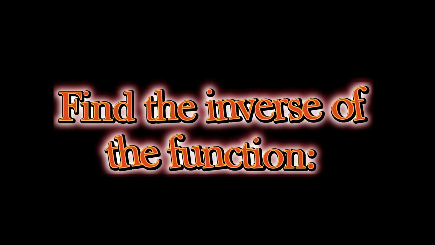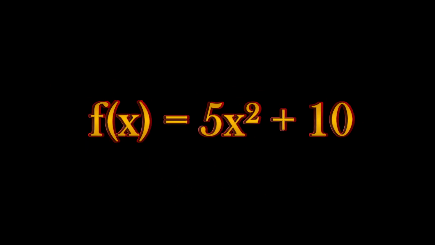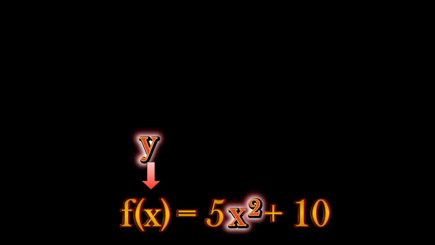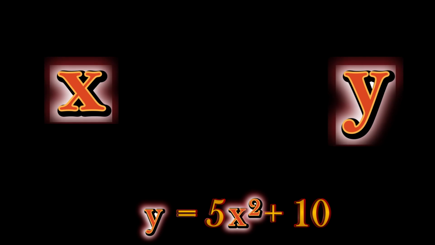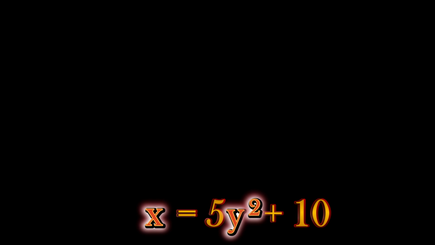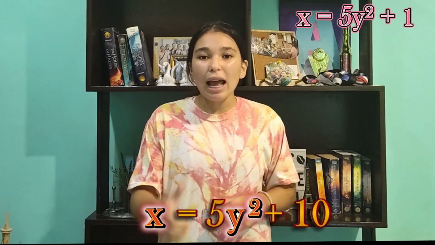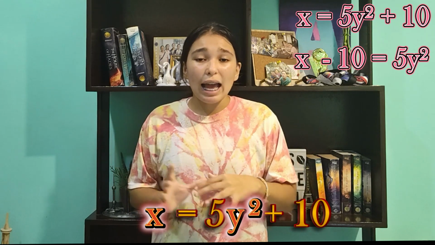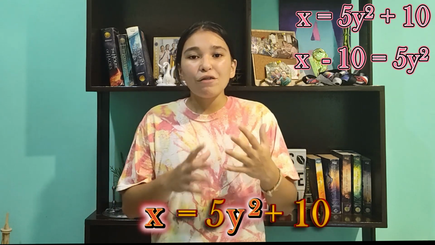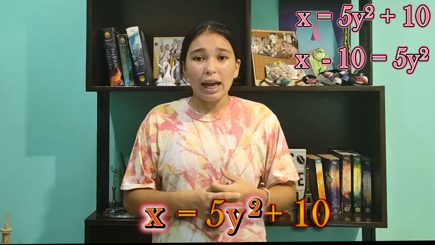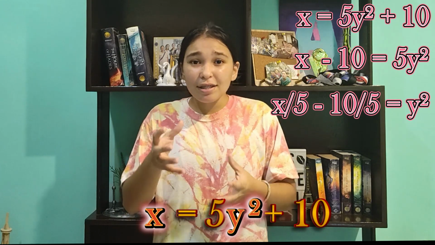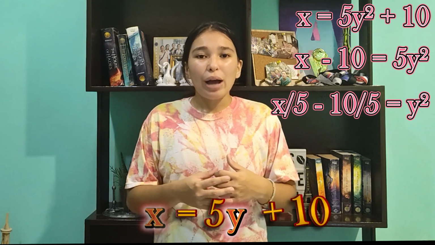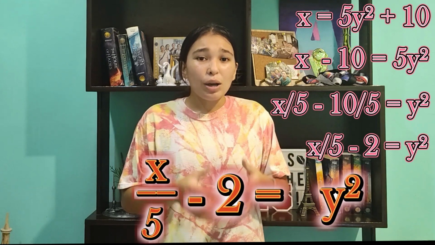So find the inverse of the function f of x equals 5x squared plus 10. Now remember, first we need to switch the f of x for a y. Now we have y equals 5x squared plus 10, and then let's switch the x's and the y's to find the inverse. And we have x equals 5y squared plus 10. And then finally solve for y. So subtract 10 from both sides and you will get x minus 10 equals 5y squared. And then finally divide both sides by 5 and you will get x over 5 minus 10 over 5 equals y squared. And then simplify.